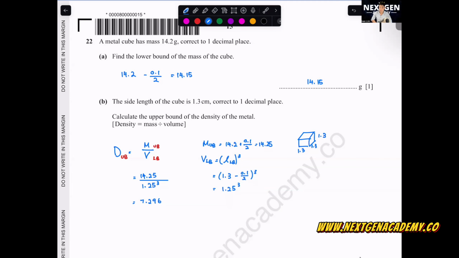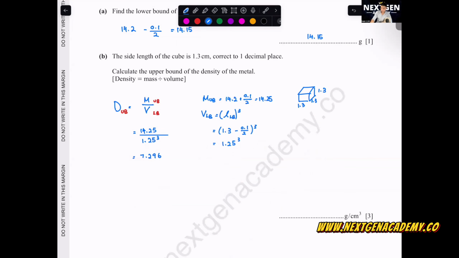Okay, so for questions like this, don't round up. Just remember the formula. This one, don't round up. If you round up, I don't think you will get the full marks. 7.296. So this one, and the mean, if you see that it is an exact value, don't round up.